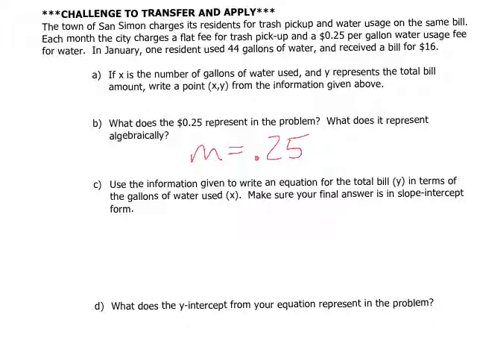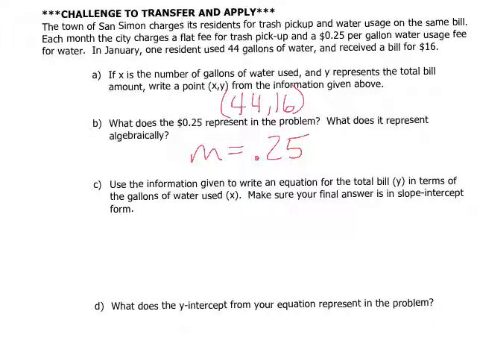So that's my slope. And then it also gives me some other information. It gives me an input and output. The input is a certain number of gallons of water, and the output is my total bill. So if I put in x, 44 gallons of water, then I get out y, $16 for my bill. So I can set up a point, (44, 16). So for A, I have a point, (44, 16). For B, I have a slope or a rate of change of 0.25.